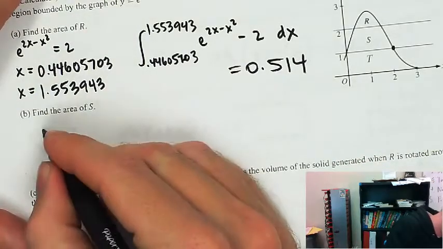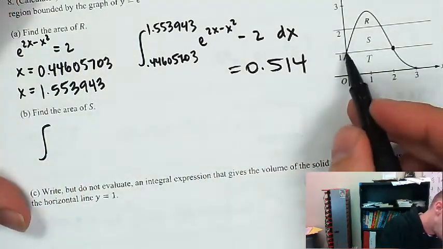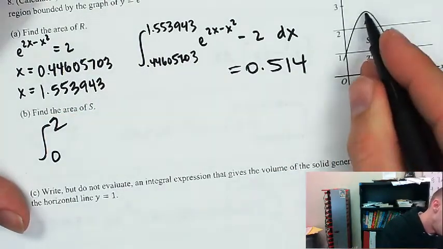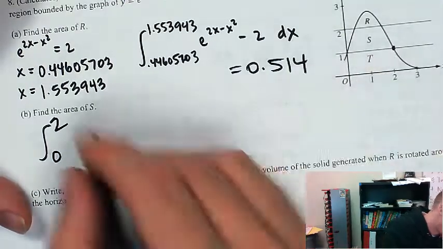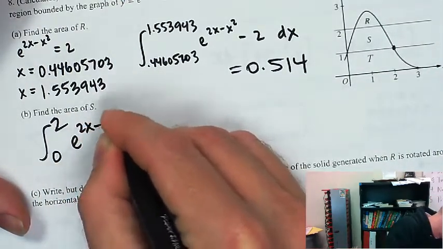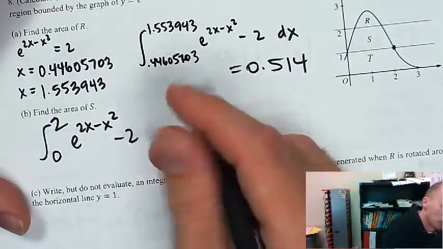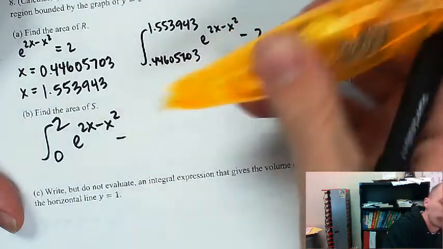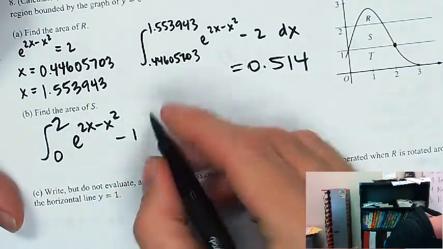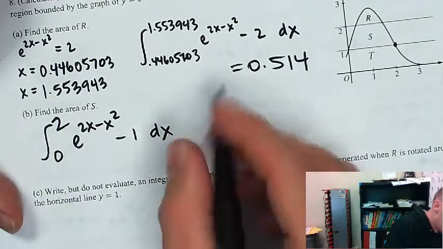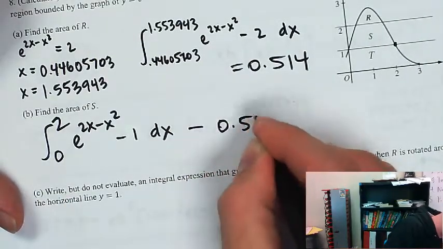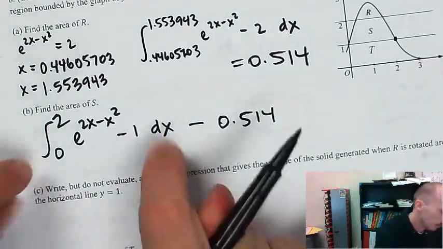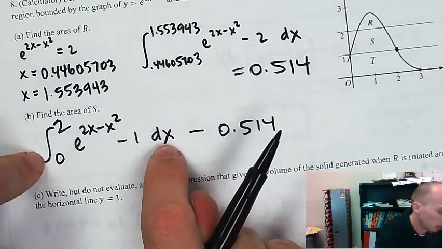And then I'm going to integrate to get S. I'm going to integrate from x equals 0 to x equals 2 on top minus bottom. Top is the curve, bottom is the line y equals 1. So e to the 2x minus x squared minus, not 2, but 1. I was just mindlessly copying from above. That's what happens when you do that. And I'll do that, and then I will subtract the 0.514 to cut off the R and just get the area of S, because this integral right here represents the sum of the areas of R and S.